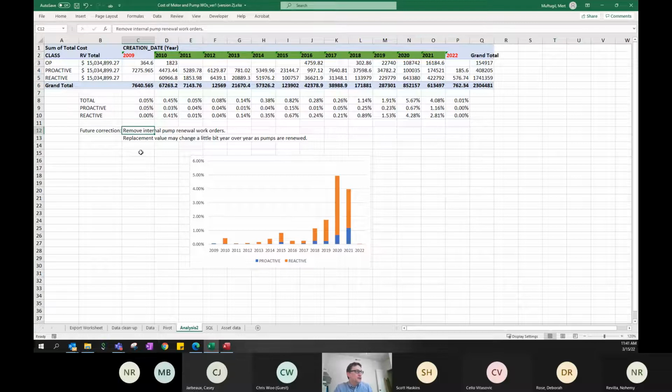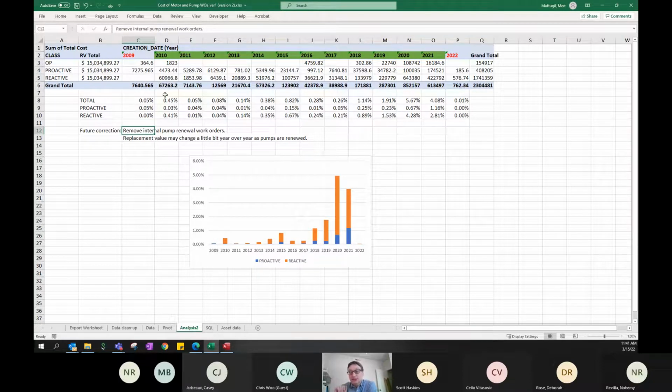Remove internal, so some of the internal pump renewals may be overestimating the corrective work, which I want to account for. I want to find a way to take those out. There is a CIP work, not work class, but work category designation. So a few of the people who work on these can verify that that's where they track it, and I can try to back those out.